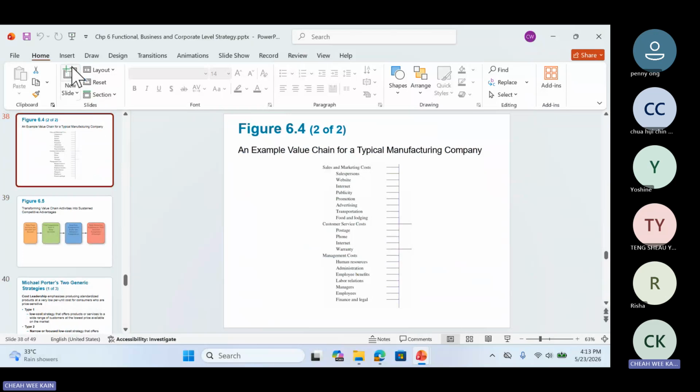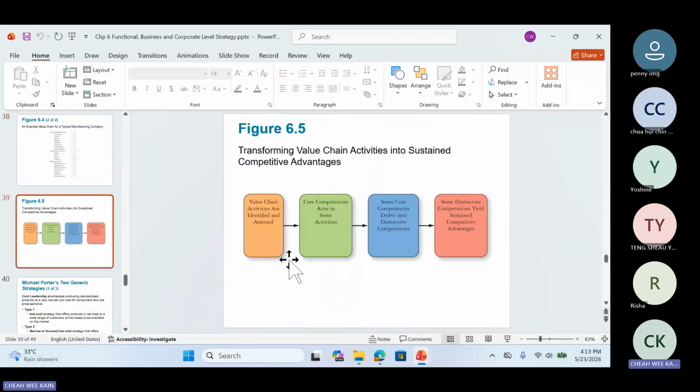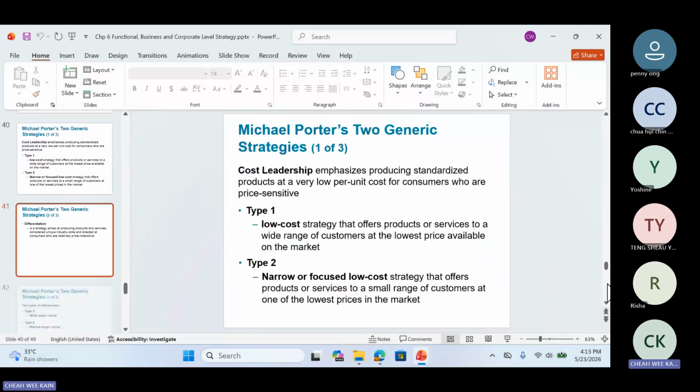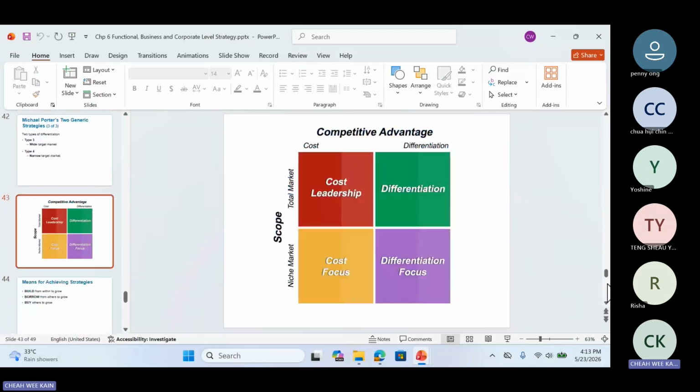Value chain. Sales, marketing, salesperson, and customer service. This is just the value chain. Okay. Typical manufacturing company. And then for each one of them, you identify the value chain. What are they good in? Core competency. Then some call it distinctive competency, some giving you sustainable advantage. So you can read for yourself. It sounds logical. Does it work? That's the issue. Okay. So now we have Michael Porter's 2 generic strategy.